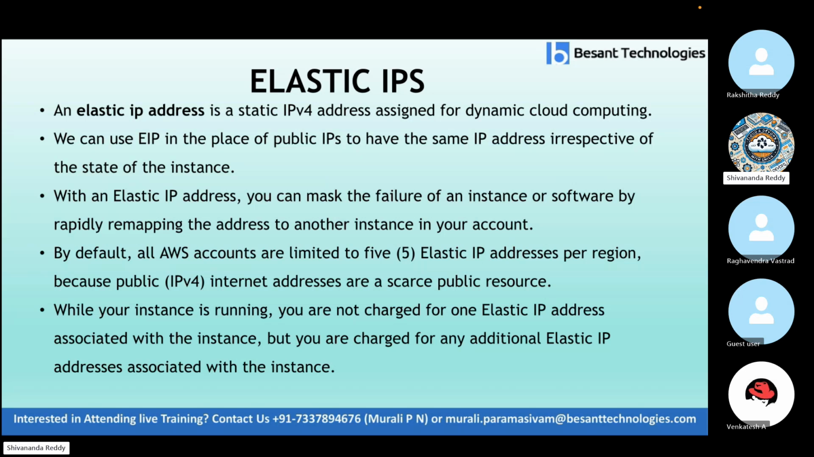By default, all AWS accounts are limited to 5 elastic IP addresses per region because public IPv4 internet addresses are a scarce public resource. That means in each and every region, the maximum number of IPs we can create is 5 only. While your instance is running, you are not charged for one elastic IP address associated with the instance, but you are charged for additional elastic IP addresses associated with the instance. Remember, elastic IP is an alternative to public IP. Public IP is dynamic, every time changing, but elastic IP is static. It won't change. It's fixed. Okay.